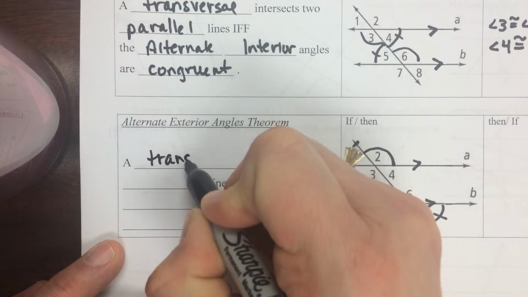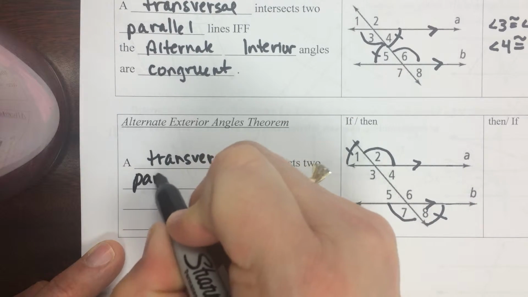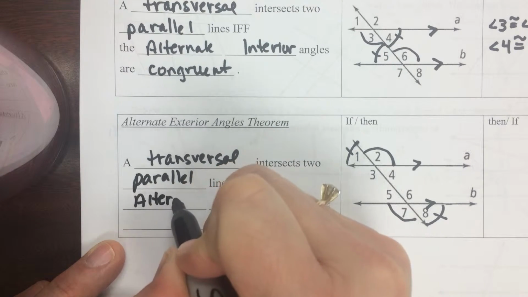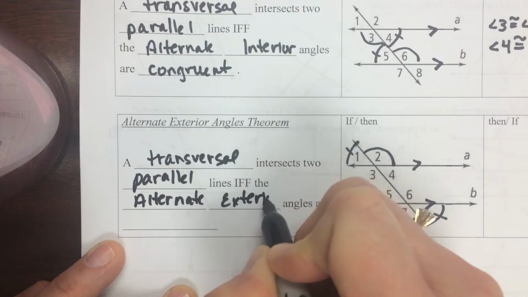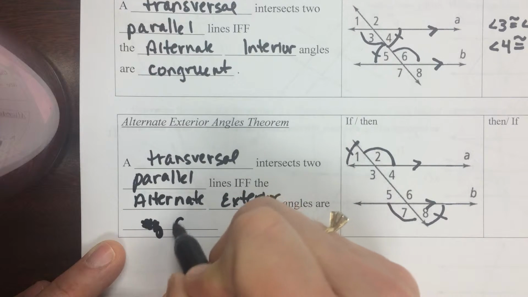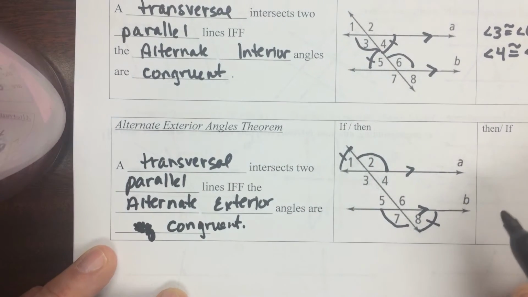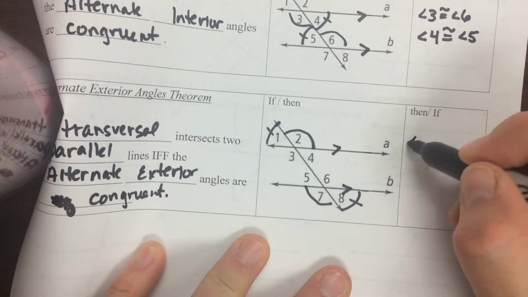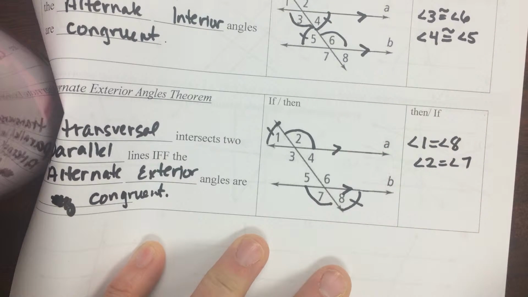So let's go again. A transversal intersects 2 parallel lines if and only if the alternate exterior angles are, let's put equal, they are congruent. Okay, so let's put which ones that we have. We have angle 1 is equal to angle 8, and angle 2 is equal to angle 7.